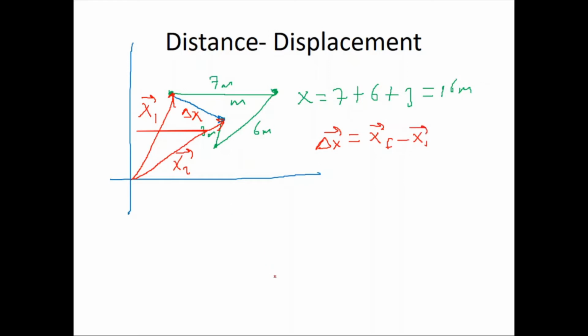So let's repeat. If, for example, you move in that direction and then this direction, and you have moved somewhere here, then the displacement is going to be the arrow drawn from the initial point to the final point. This is going to be our displacement.